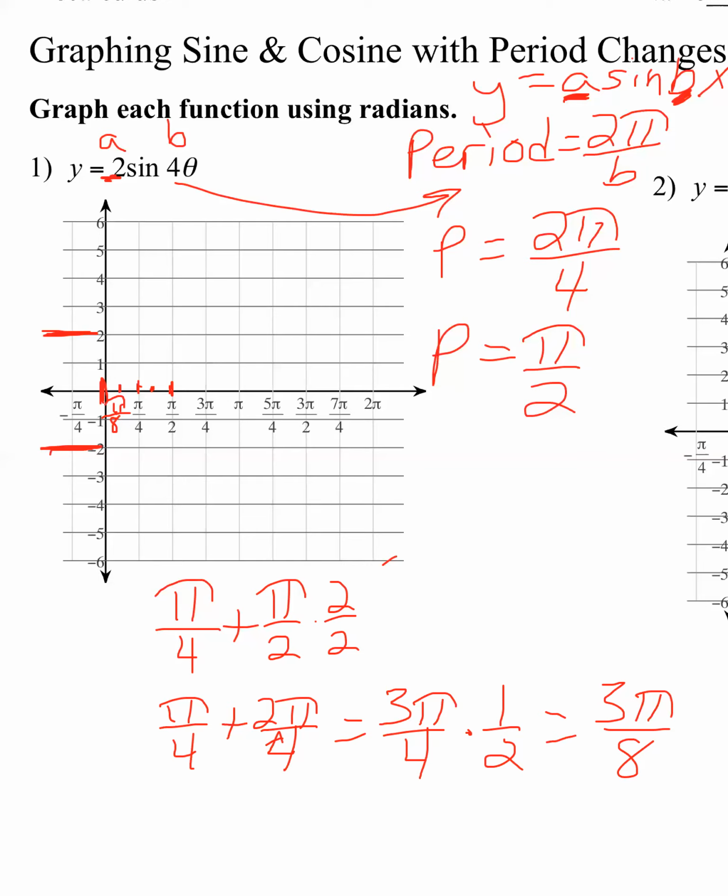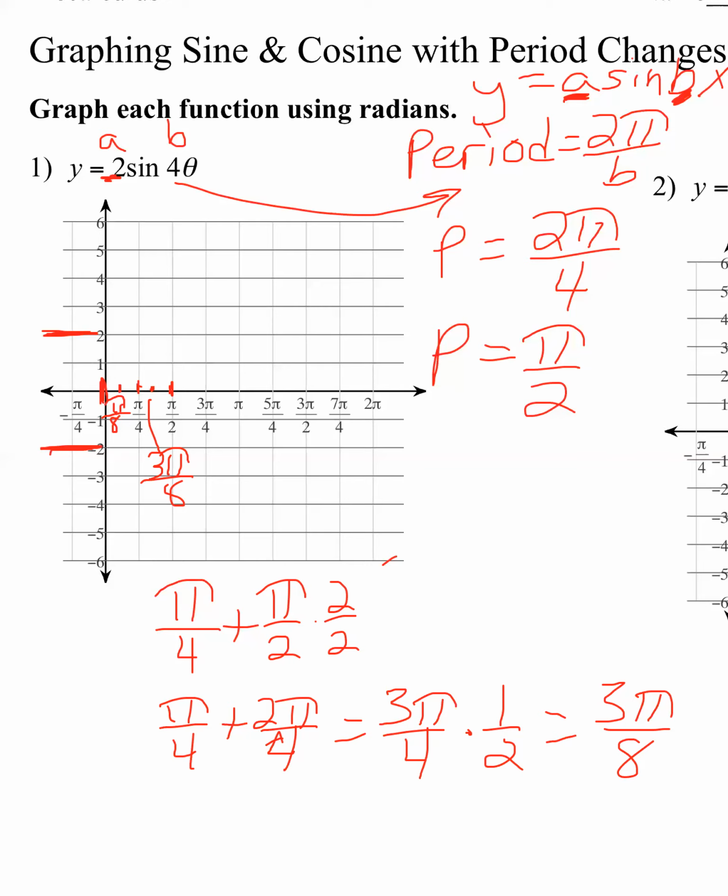Can you see where I am on the video? Maybe not. Can you see right here? That's the point I'm talking about. That's the one that's 3 pi over 8. Okay, now I have my 4 quarter points, so now I can go ahead and graph.